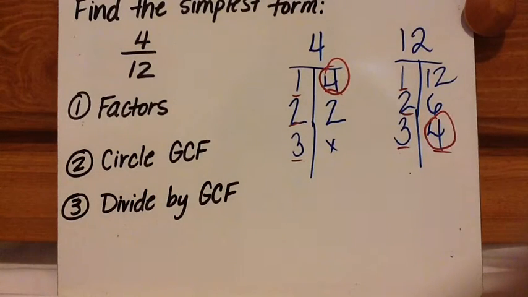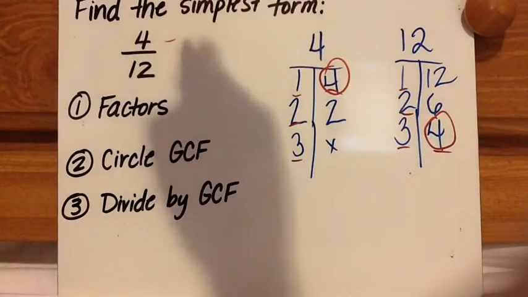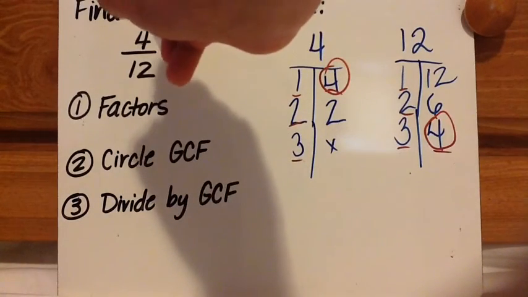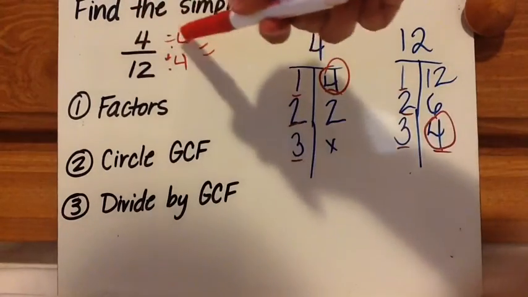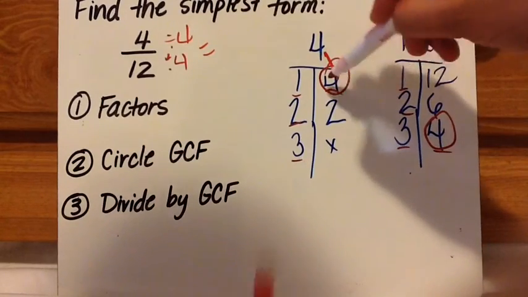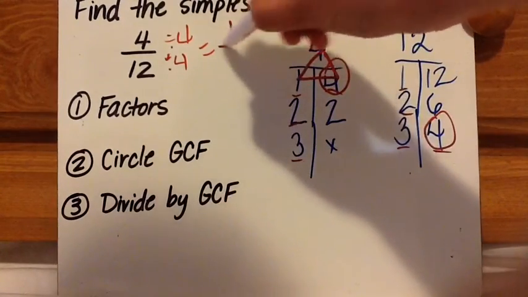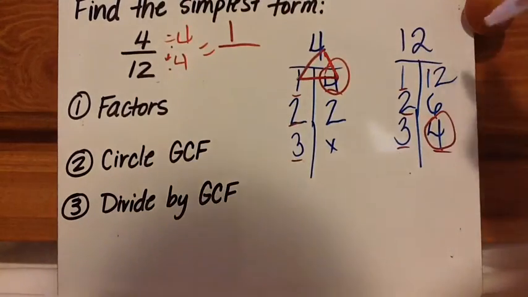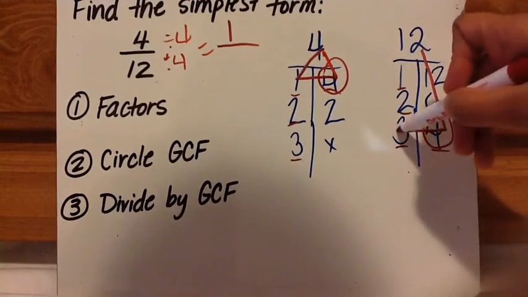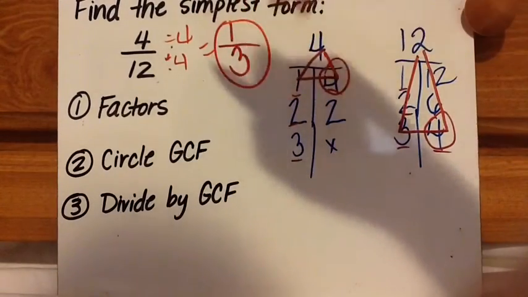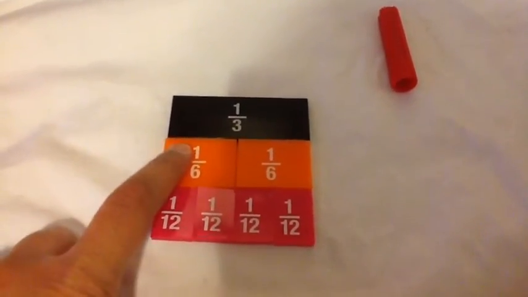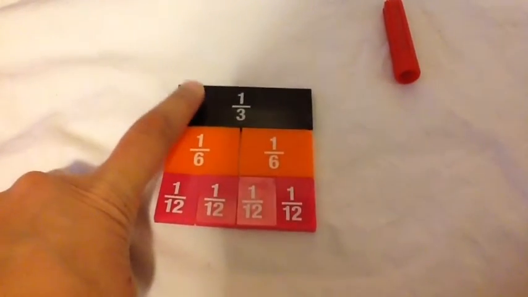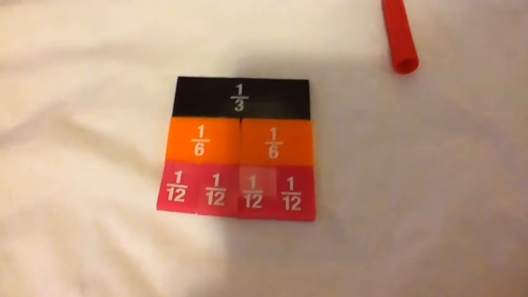Step 3, divide by the greatest common factor. So, divide by 4. Use the T-chart to help you do the division. 4 divided by 4 equals something. 4 divided by 4 equals 1. 12 divided by 4 equals something. 12 divided by 4 equals 3. 1/3 is my simplest form. And if you look right here, here's 4/12.